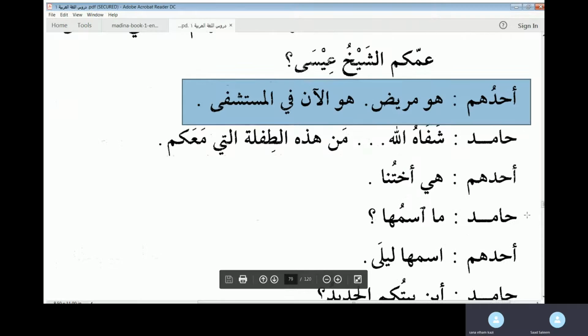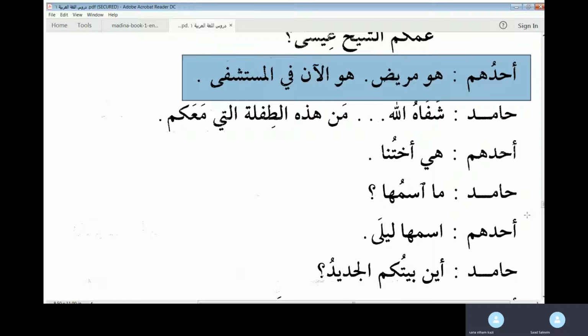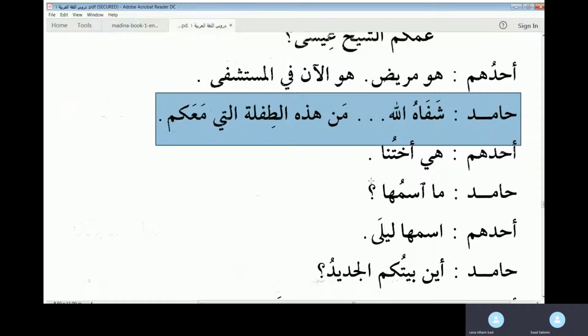Ahaduhum, again one of them is speaking. Huwa maridun, wa huwa al-an fil mustashfa. He is a patient, he is in the hospital now. Shafahullah, may Allah grant him health. Man hazihi al-iflatu allati ma'kum? Who is this child who is with you all?